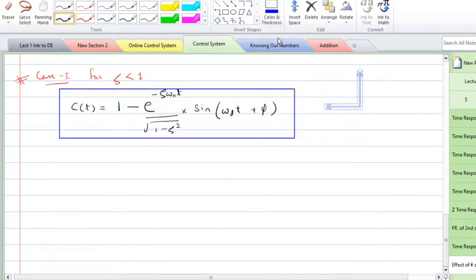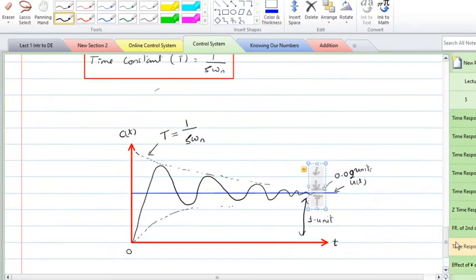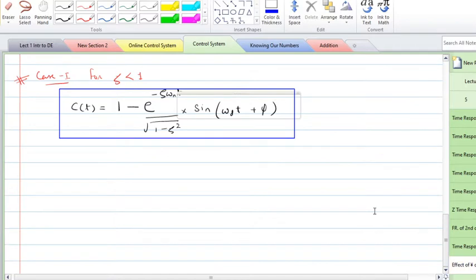You can see here that this response is an underdamped response. Okay, so this response is actually underdamped, which means damping will be present in the system response. Now this is underdamped. Okay, case 2.